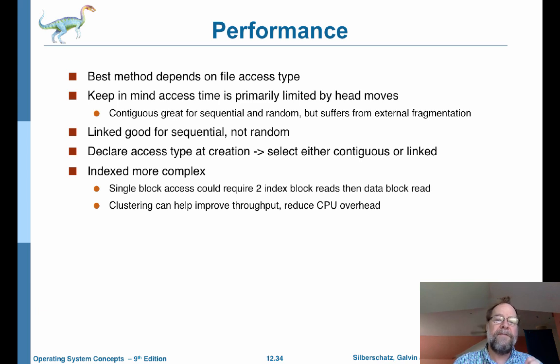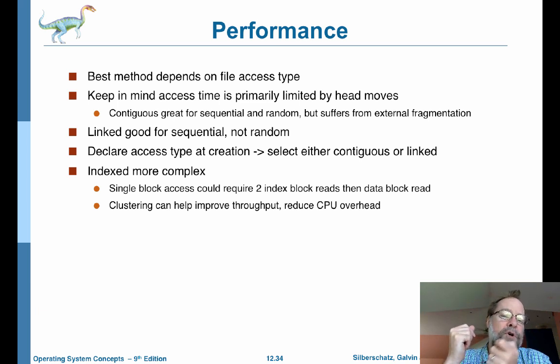If overall performance and speed is all that matters, the thing that matters most to you, then contiguous allocation is the way to go because it provides the best sequential and random access. And again, the thing we're primarily measuring here is the number of head moves. So contiguous allocation will give you the fewest number of head moves in order to do either sequential or random access.